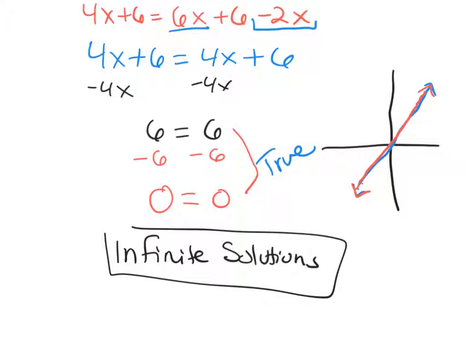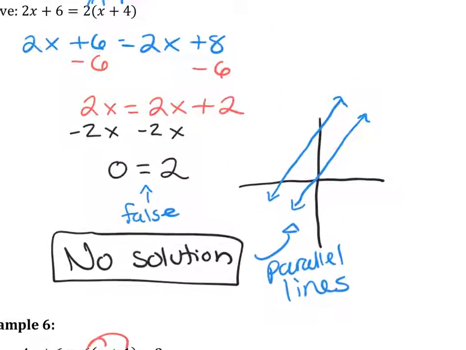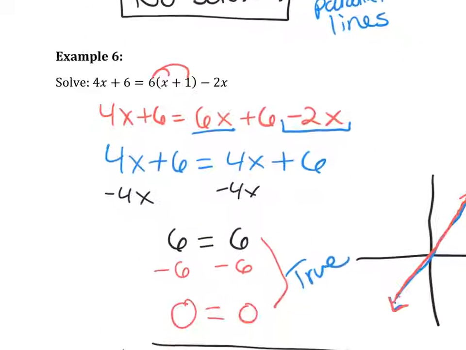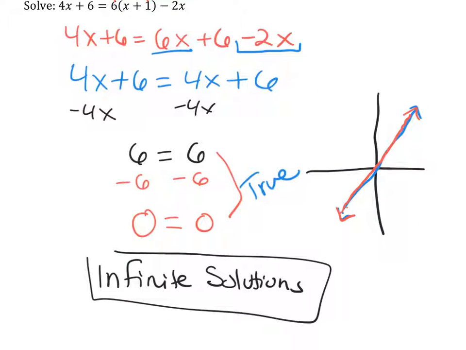Yeah? What's the difference between example 5 and example 6? So example 5, they didn't cross at all, right? And we were left with a false statement. 0 doesn't equal 2. So that's why it's no solution, because the lines will never cross. They're parallel. But with number 6, we got a true statement, and that just means we have the same exact lines right on top of each other. So that means they're going to be crossing at every single point on the line, which means infinitely many solutions.